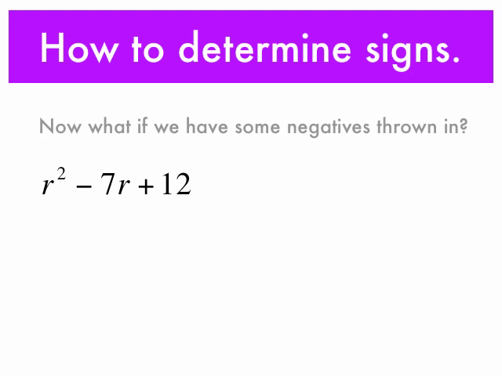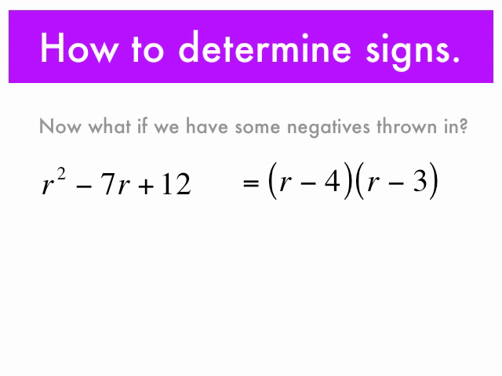All right, so now we are going to figure out what we need to do if we've got some negatives in there. So let's say that we have r squared minus 7r plus 12. Now I'm just going to tell you how this one factors, and then I want you to look at it and make sure it's right and try to see what's happening along the way.